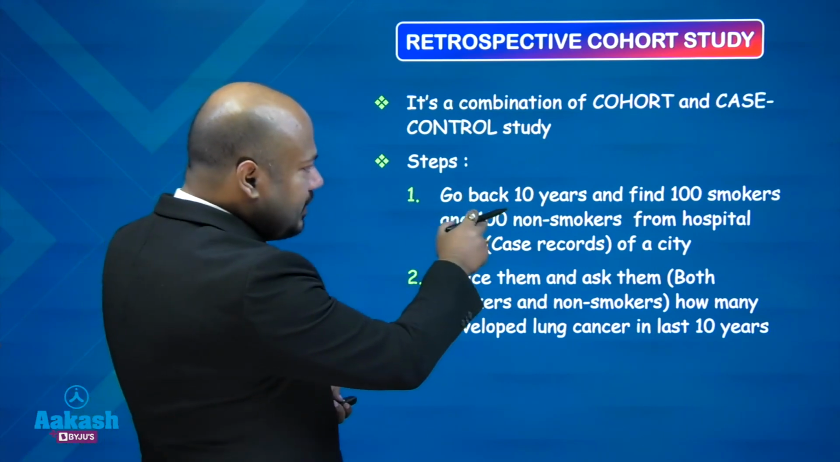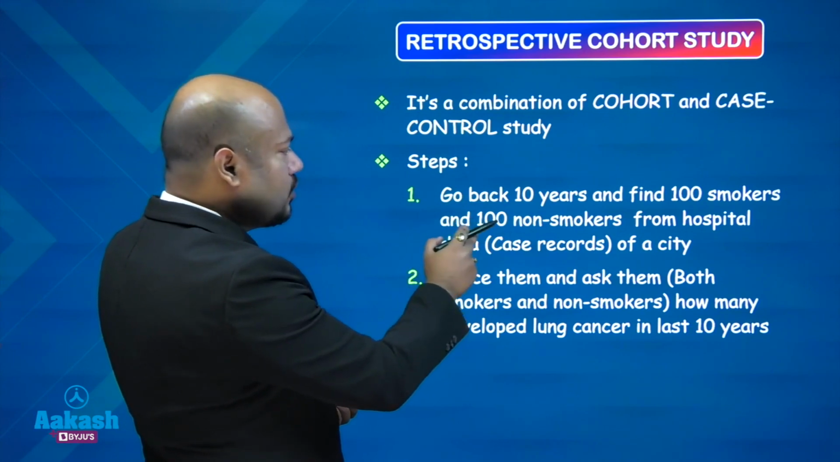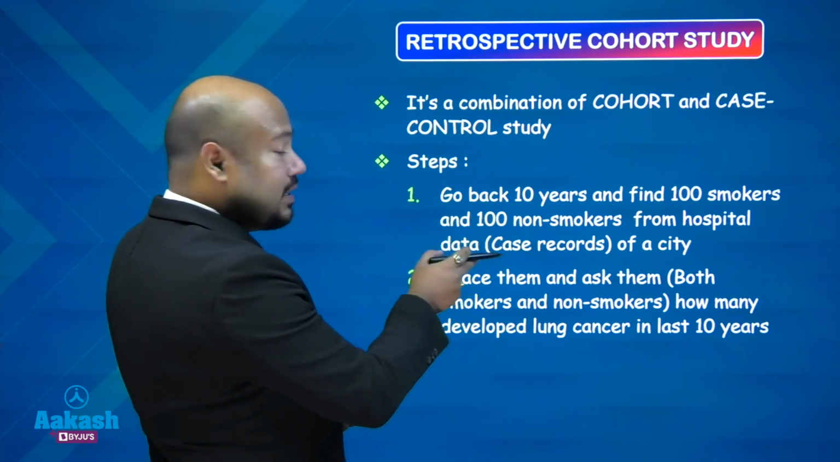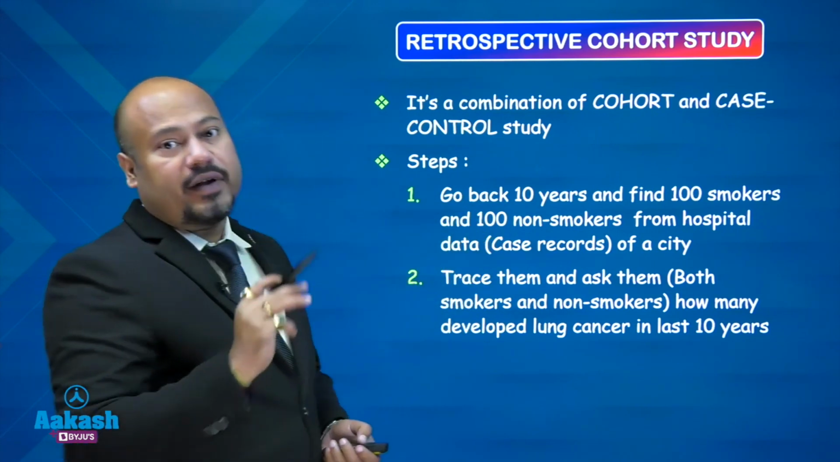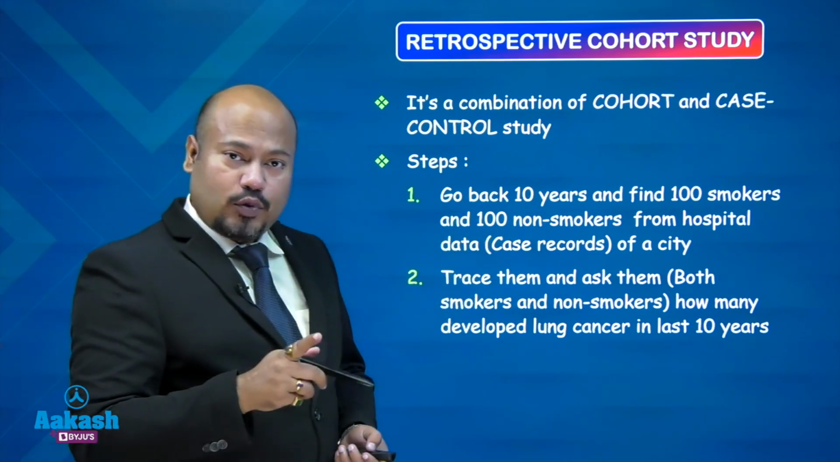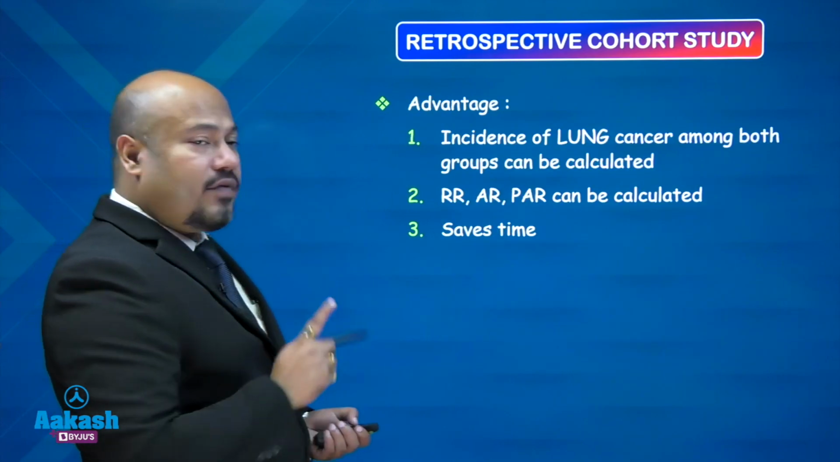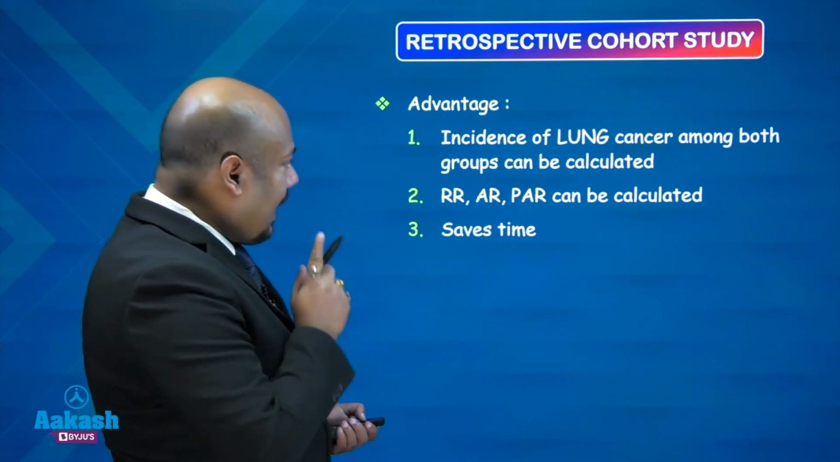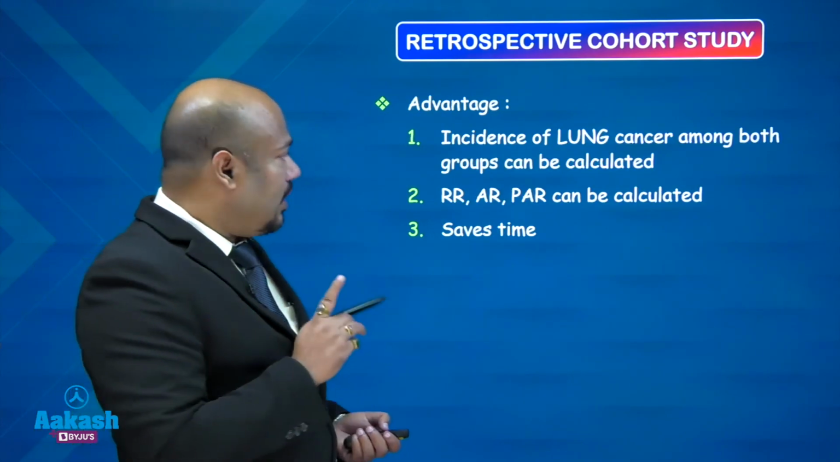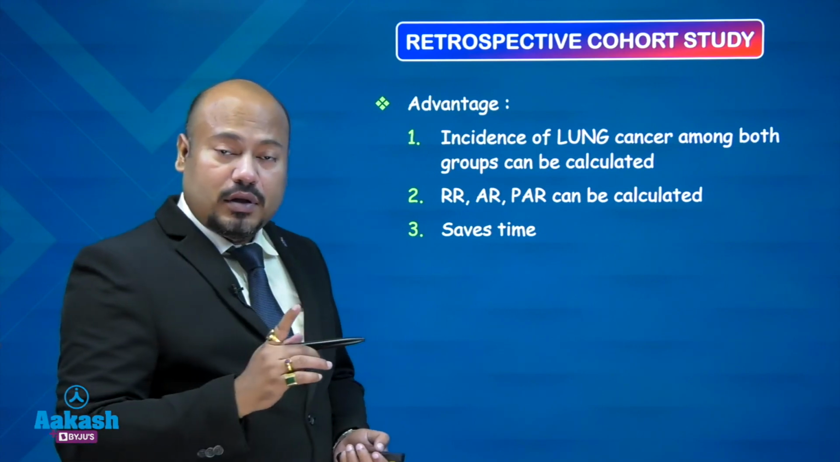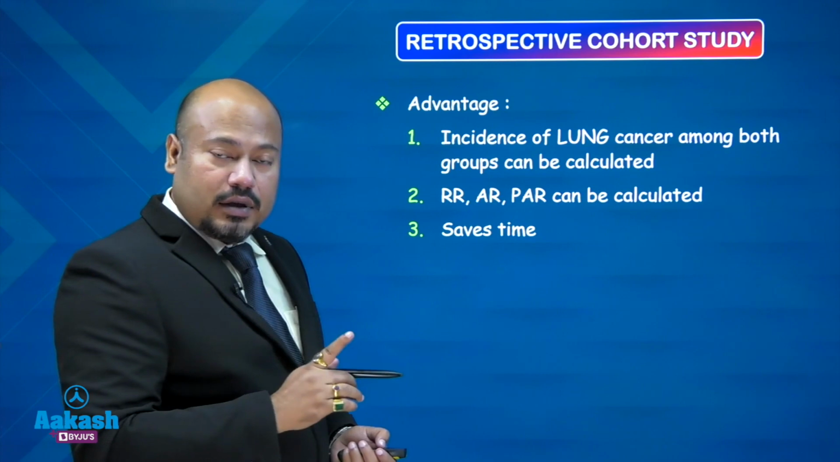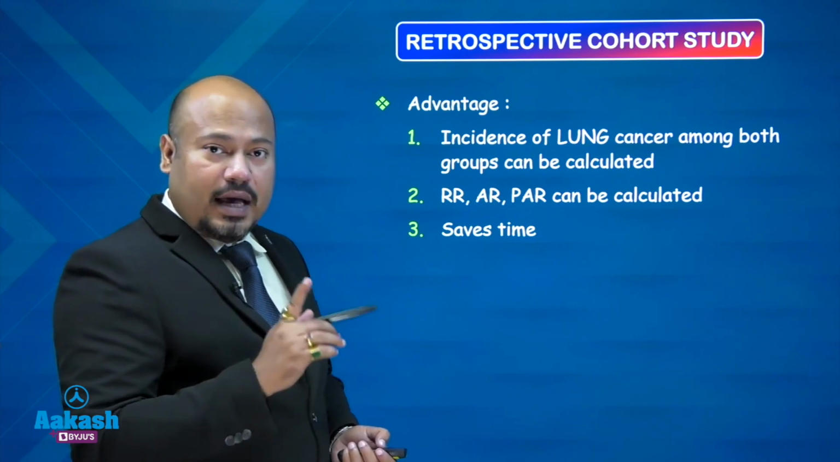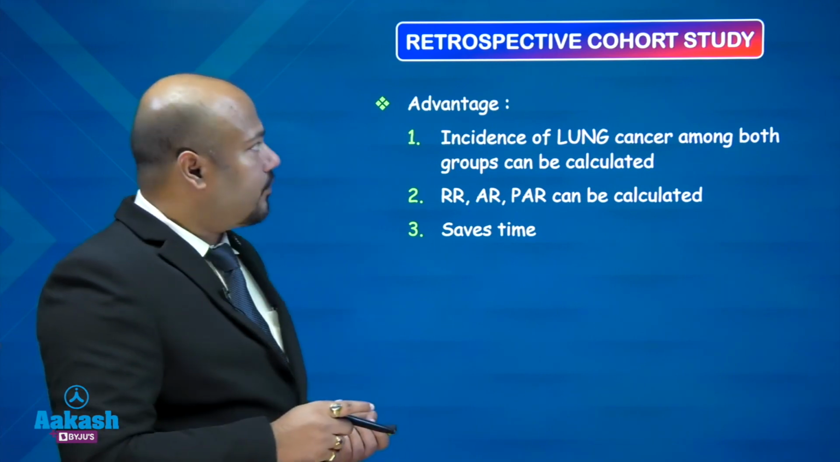So go back 10 years and find 100 smokers and 100 non-smokers from hospital data, that is a case records, and now trace them to present and see how many of them have developed lung cancer, both among the exposed and the non-exposed group. So what's the advantage? You can calculate the incidence of lung cancer both among the exposed and the non-exposed population. On top of that, you can calculate relative risk, attributable risk, and the population attributable risk. And it's a quick study, it will save time.